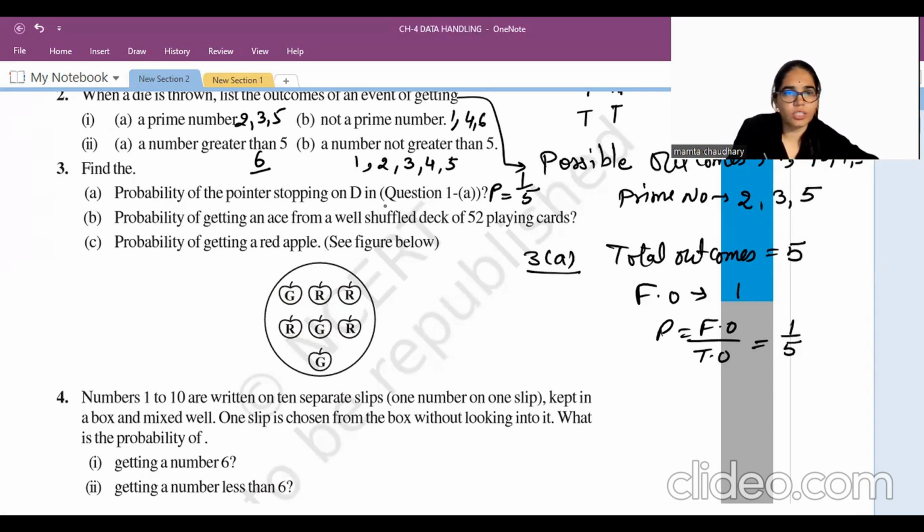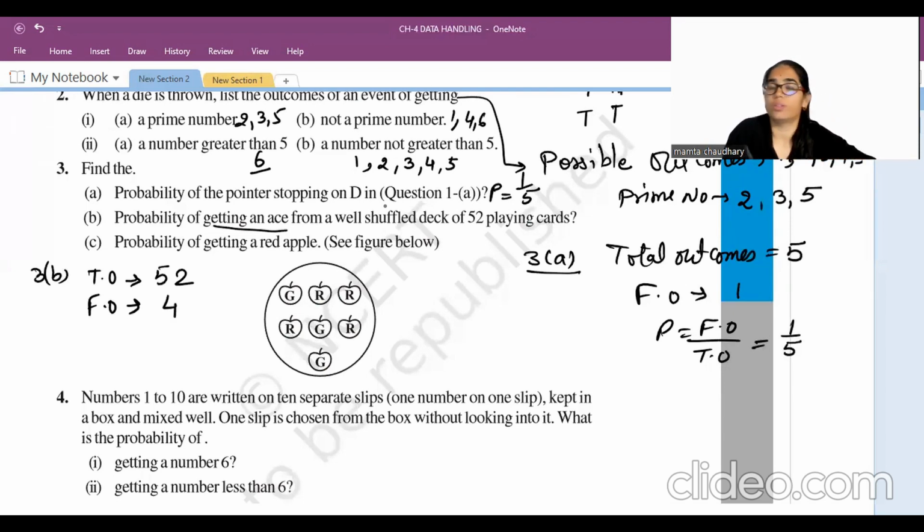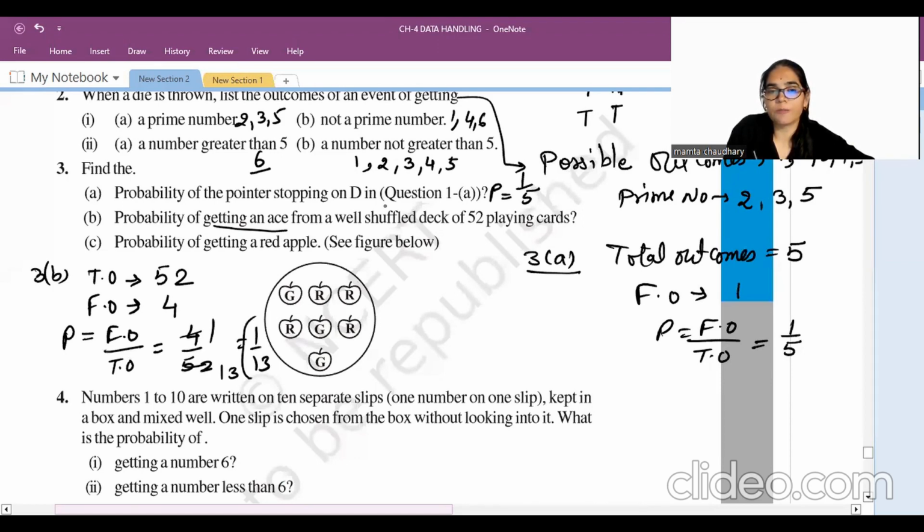So this is 3B I'm doing here. Total outcomes: there are a total of 52 cards. Favorable outcomes: what is the event? The event is getting an ace. How many aces are there in a deck of cards? There are 4 aces. So probability will be favorable outcomes upon total outcomes. Favorable 4, total 52. 4 ones are 4, 4 13s are 52. So it is 1 by 13. So the answer is 1 by 13.